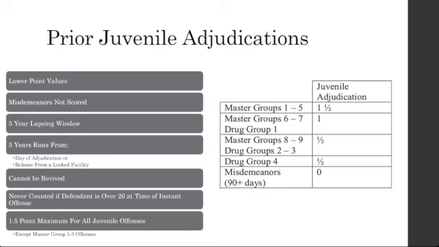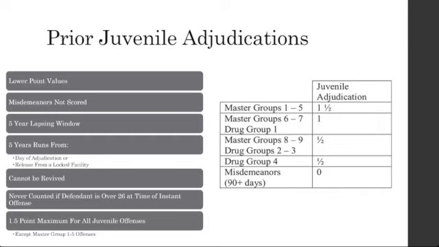Remember, the rule of lenity applies. So unless you know that it's a locked facility and the defendant was in that portion of the facility, going from the day of adjudication. Juvenile adjudications cannot be revived, and a great rule of thumb is if the defendant is over 26 at the time of the instant offense, they would have aged out of the system. So their juvenile adjudications, no matter how many they have, would not count against them.